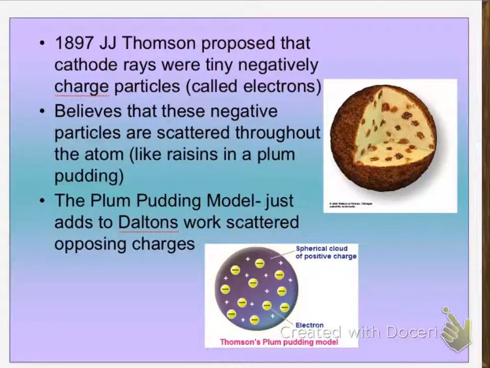So what he actually proposes, and I believe I have my dates wrong here, 1897 was when he did a lot of his work. He didn't actually propose the Plum Pudding model until later. But he says that those cathode rays are made up of tiny particles of negative charge. They later get called electrons. He calls them corpuscles. But we know that atoms overall are neutral. So how can they be neutral if we have these little tiny chunks of charge?